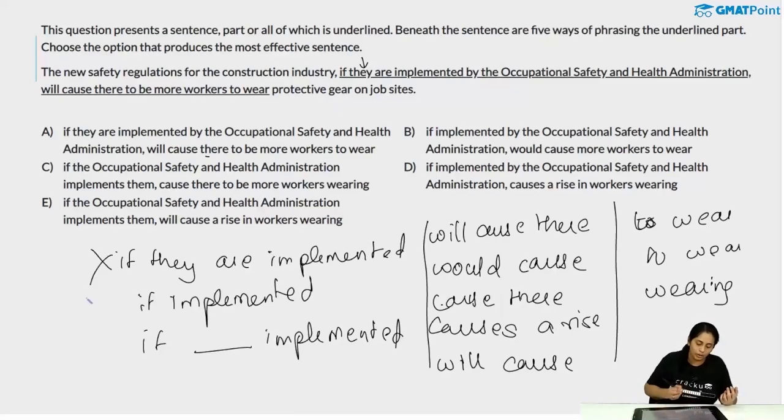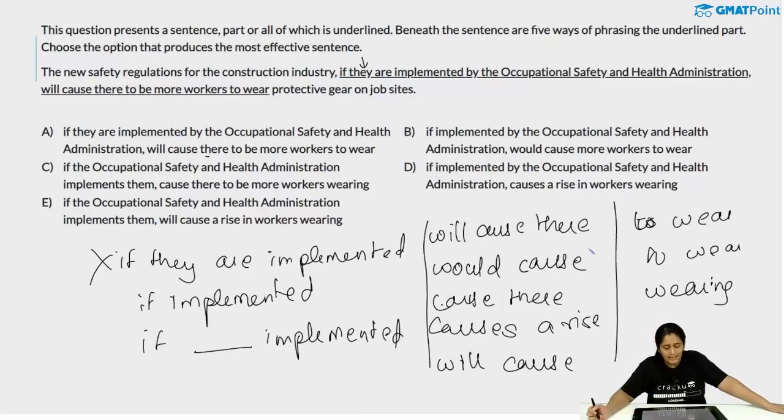So this is in fact an awkward construction. You can directly say if implemented by the this, or if the this implements them. Both are fine. Essentially, the first is a direct form, or direct active voice. If implemented by this, or if this implements them. Implements them is a slightly awkward construction, not needed, but still valid. The first one is incorrect because there is no need for adding the pronoun, no need for the repetition of the pronoun. Let's see, will cause these, would cause this, cause these, causes a rise, etc.